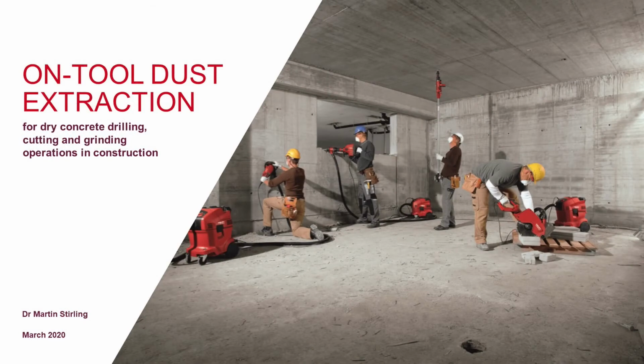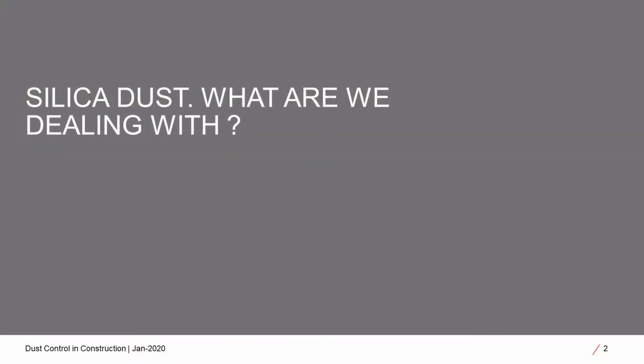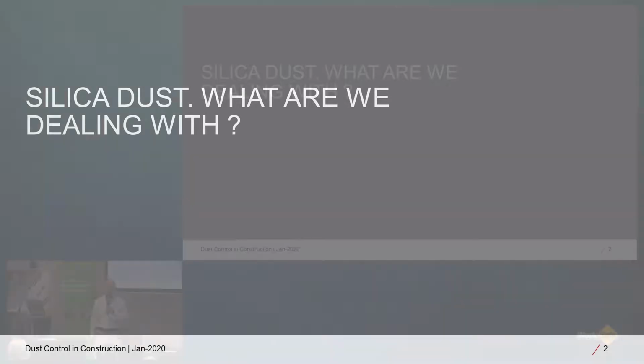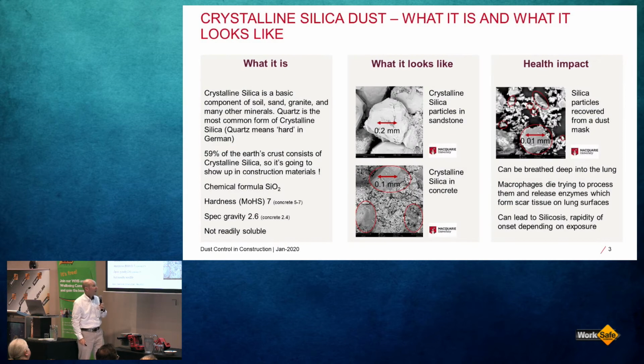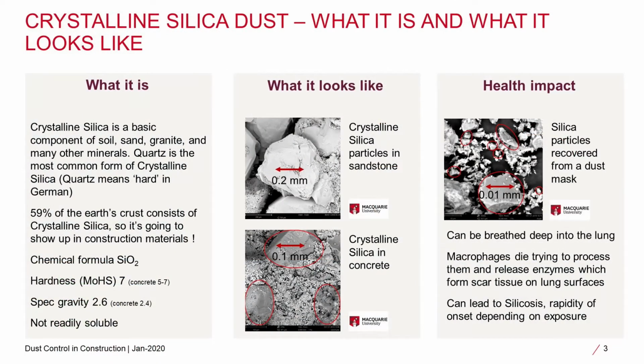So just exactly what are we dealing with, silica dust? I thought I'd show you some pictures of what these particles look like to kind of make it real for all of us. So let's have a look. The particles that you see in the middle of the screen, these are undisturbed crystalline silica particles in Sydney sandstone. Okay, so they're really just very small, very hard rock. And that's what quartz means. Quartz means hard in German. So it's just really hard, crystalline silicon dioxide particles, right?